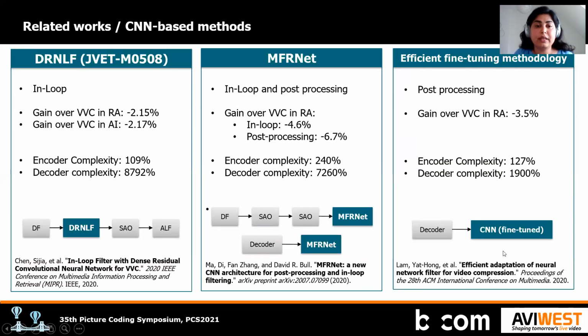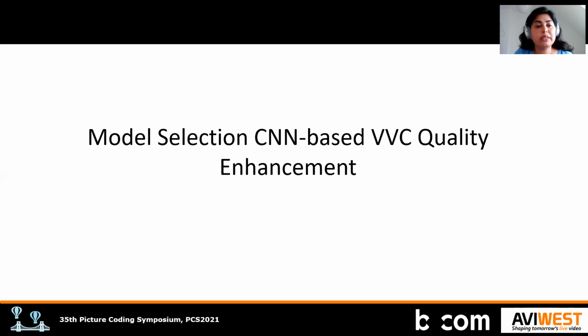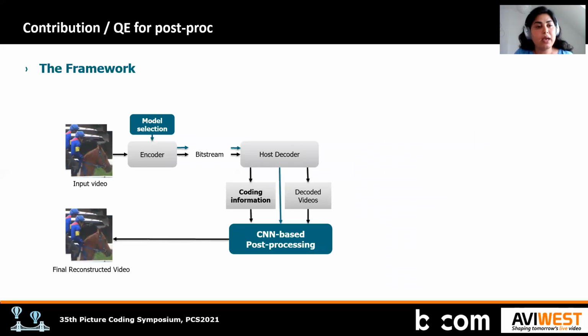Besides these handcrafted in-loop filters, recently there have been many studies proposing quality enhancement as post-processing and in-loop filtering based on a convolutional neural network. These methods provide a significant improvement in terms of bitrate saving and also perceived quality. So with this introduction, now I'm going to explain our contribution, which is a model selection CNN-based VVC quality enhancement. Here you see the overall framework of our method.